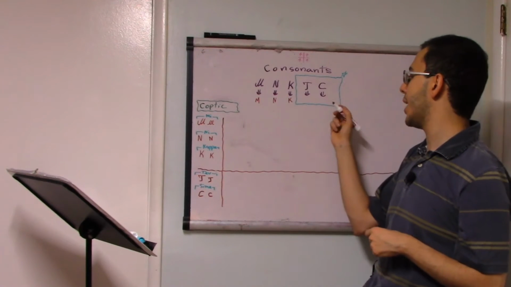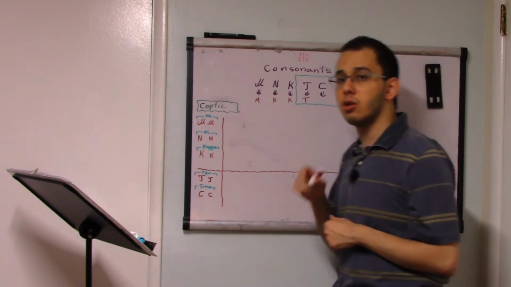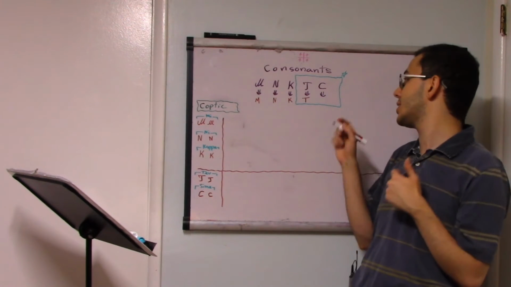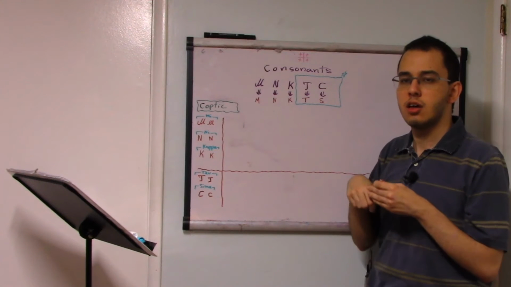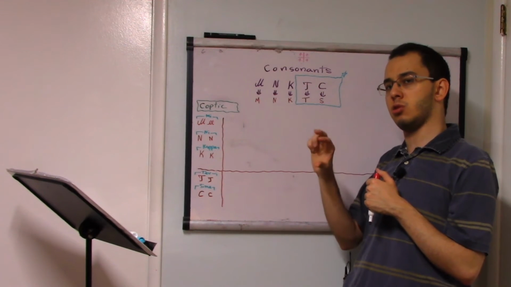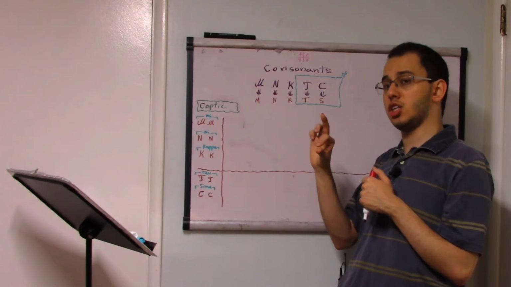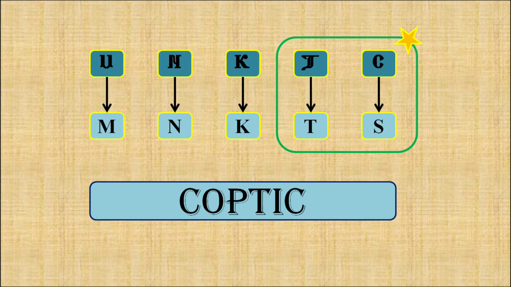So Tav would be a T. And Sima looks like a C, but it actually makes an S sound. And this is the only S you'll see in Coptic. So you'll never see a C when you convert a Coptic letter to the English form of it. So let's go through them quickly. Me, M, Ni, N, Kabba, K, Tav, T, Sima, S.